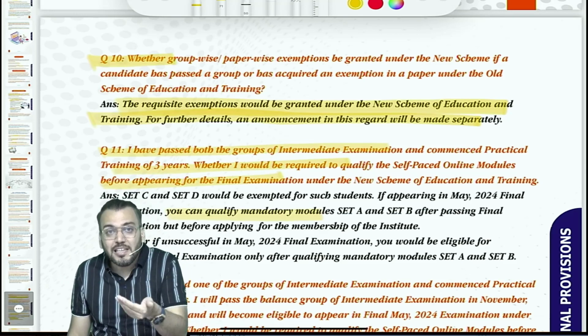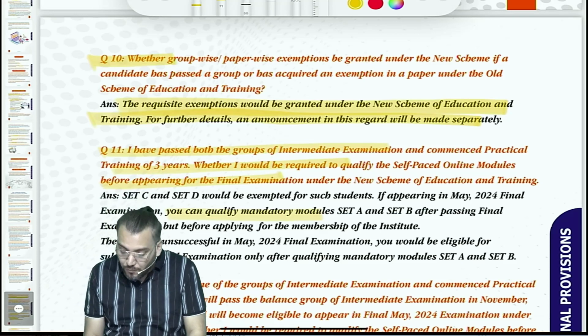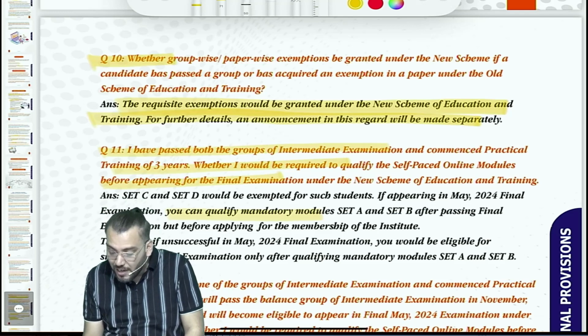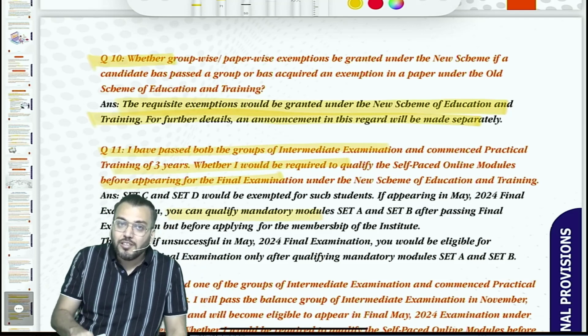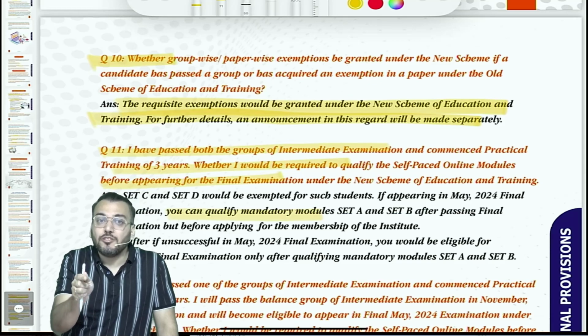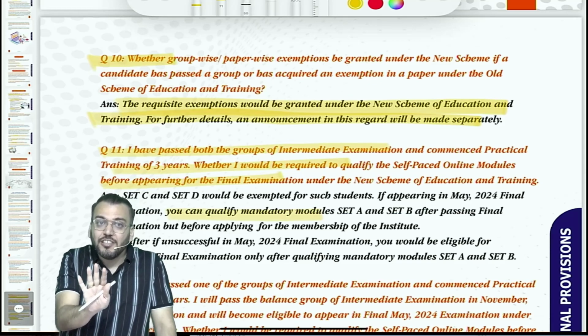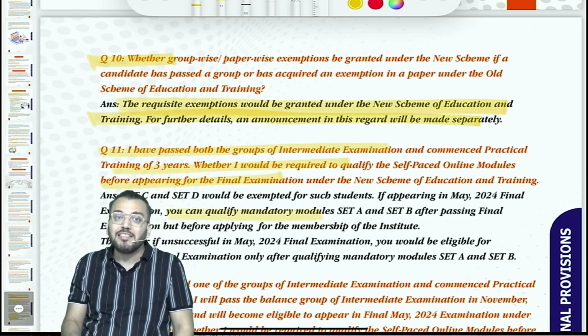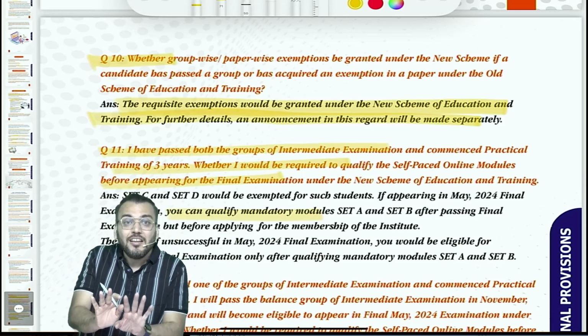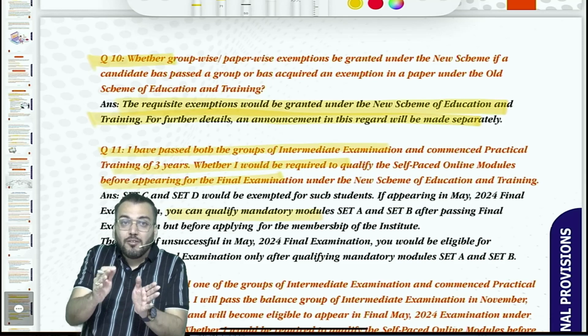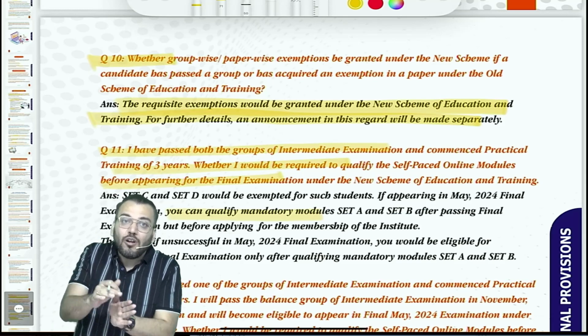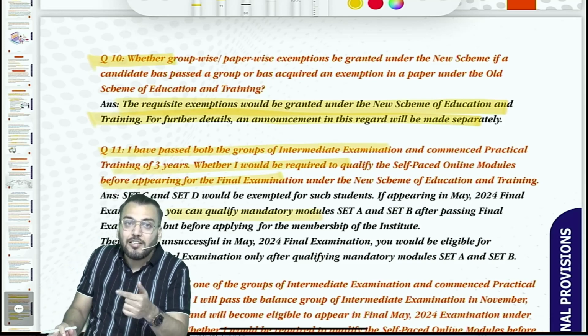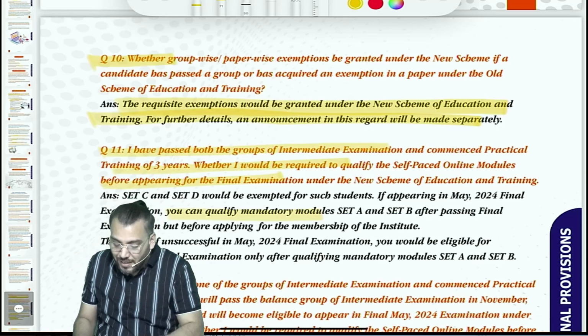It means how you will avail that exemption is not given. Further detail and announcement in this regard will be made separately, so you need to wait for it. Understood? One thing is clear: group-wise as well as paper-wise exemption will be available under the new scheme. But the process for that is not given in this frequently asked question. For that you need to wait for further announcement by the ICAI.